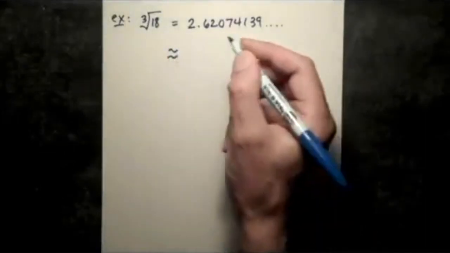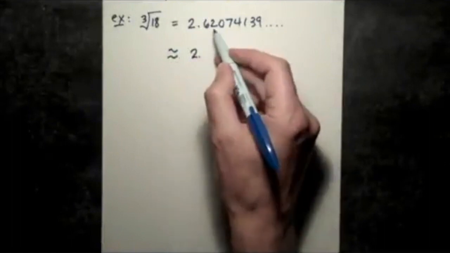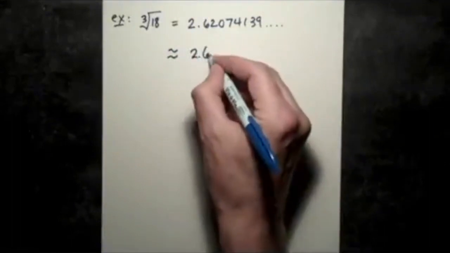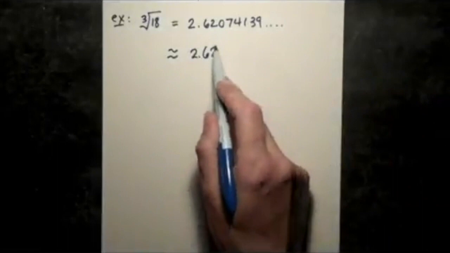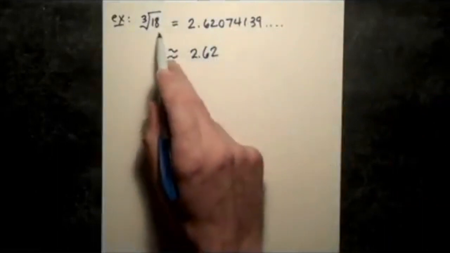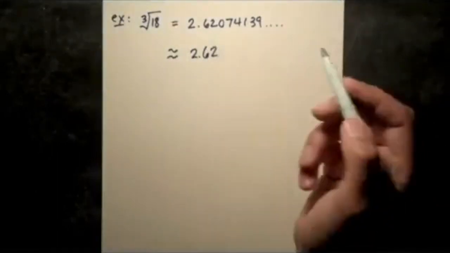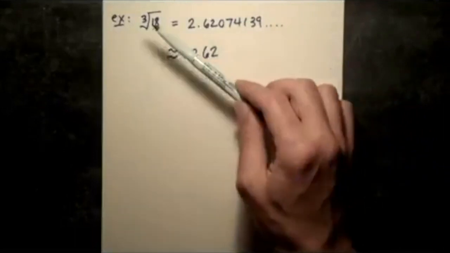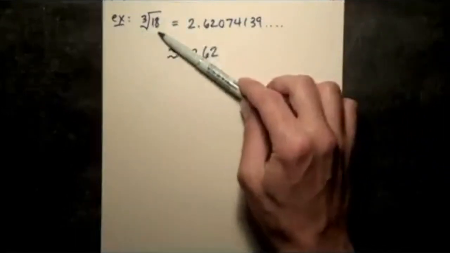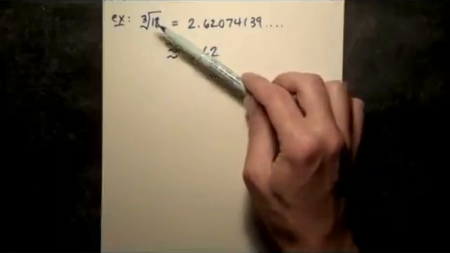So we could approximate that if we want by rounding it to, let's say, the 100th. And if you took the third power of this, you'd get something just a little bit less than 18, since we rounded down for this. And later we'll learn how to simplify cube roots of numbers that are not perfect cubes when you don't want to approximate.